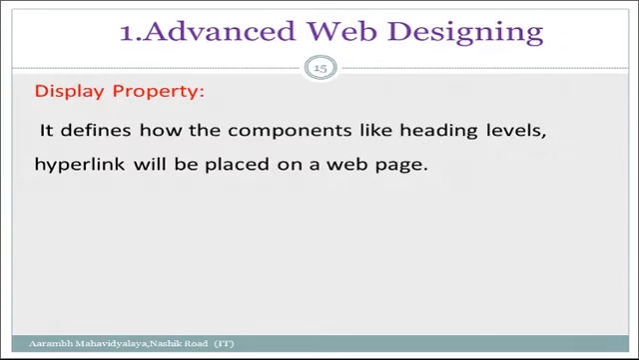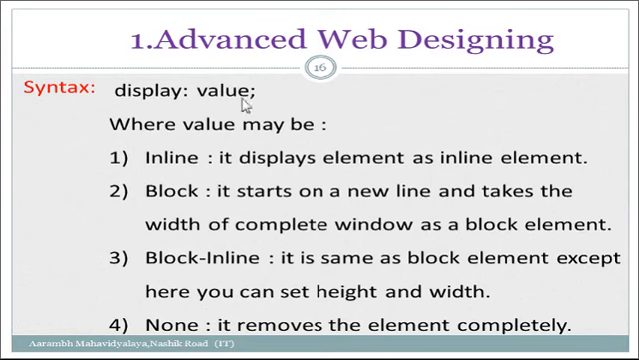Then the last property from CSS is the display property. It defines how the components like heading, labels and hyperlinks will be placed on a web page. Mostly it is used for the hyperlinks. Its syntax is display and value, where value may be inline, block, inline-block or none.